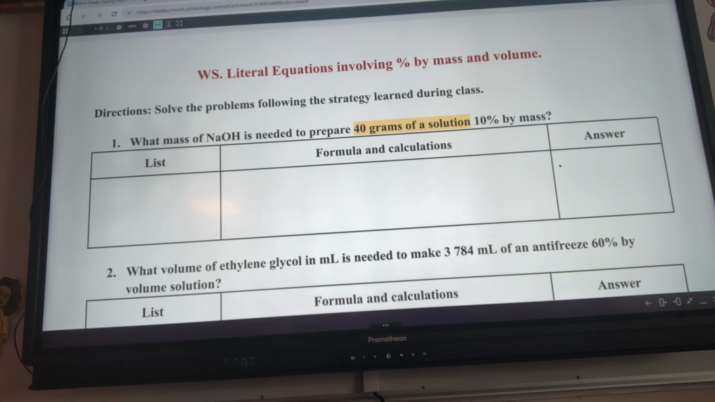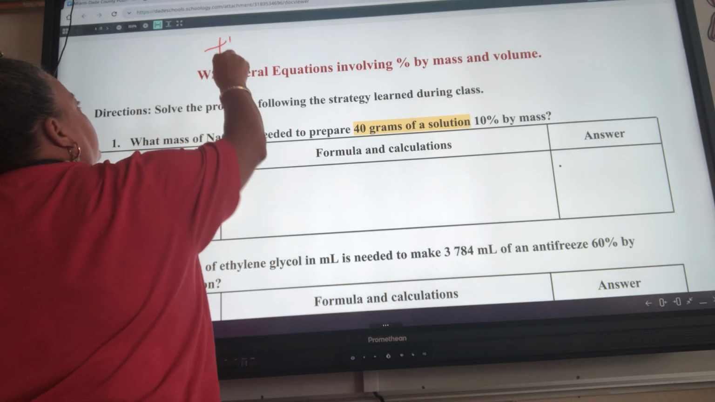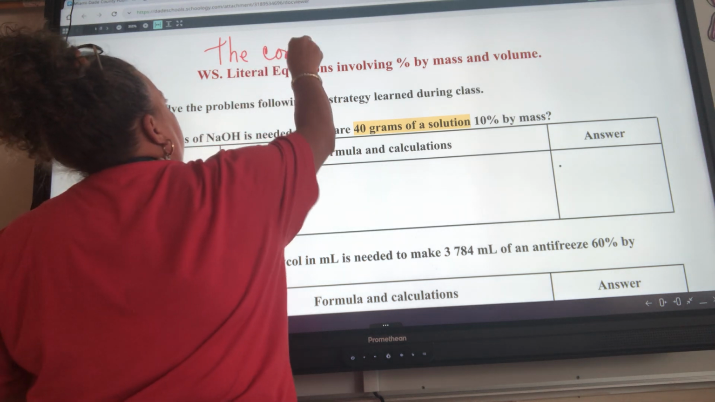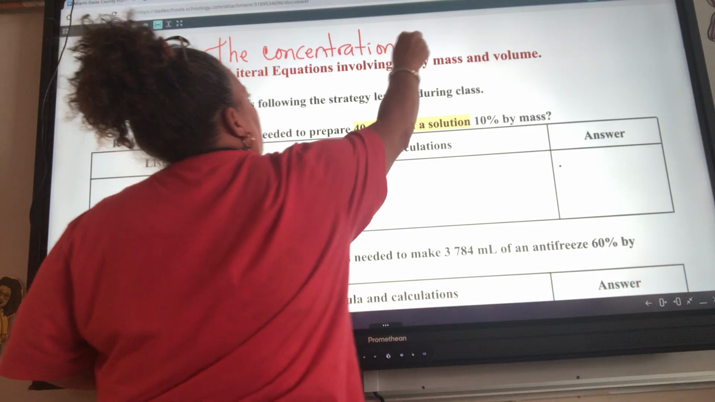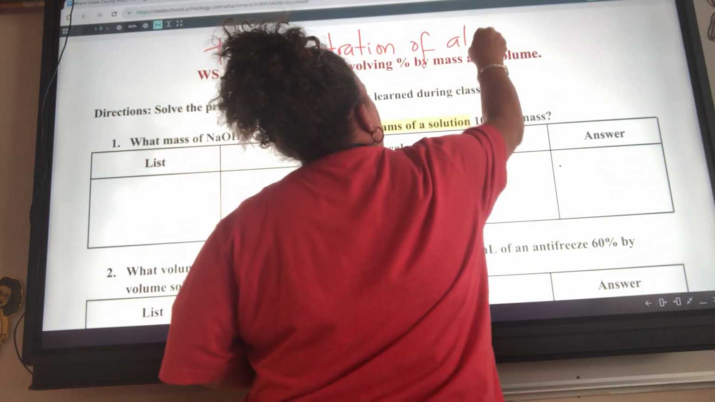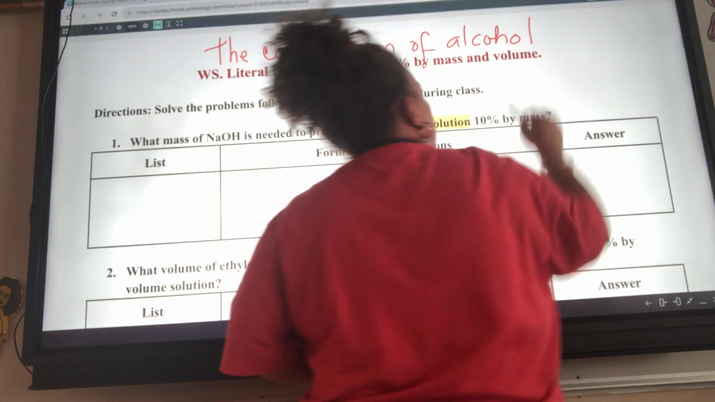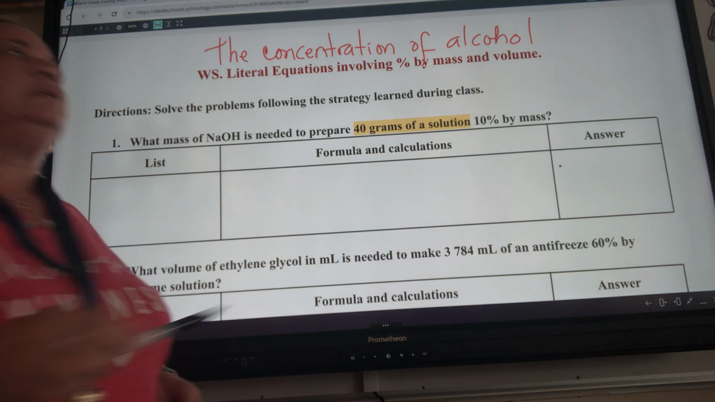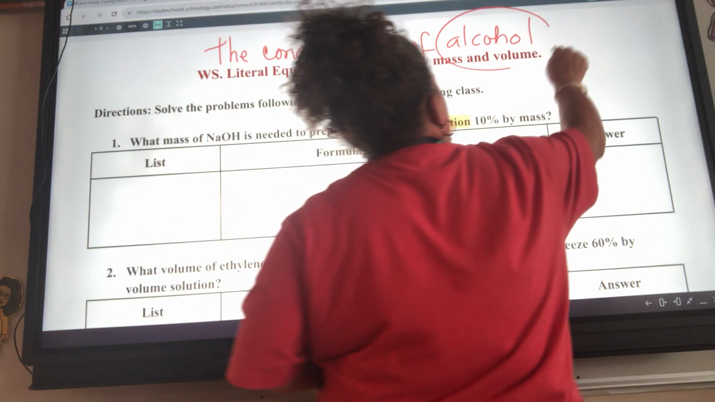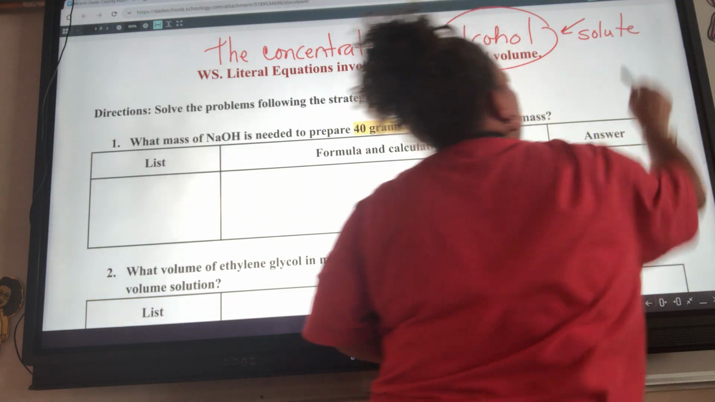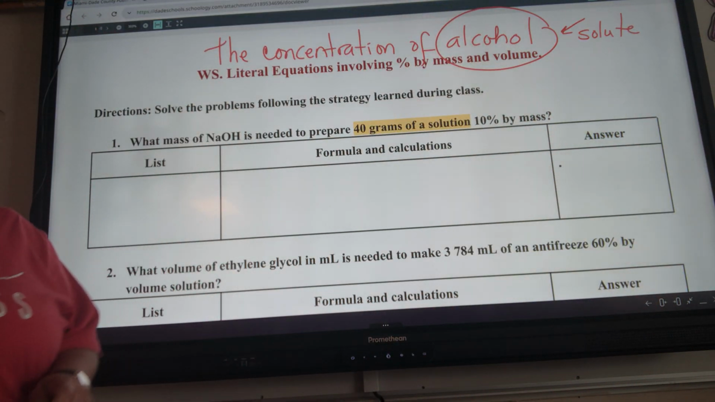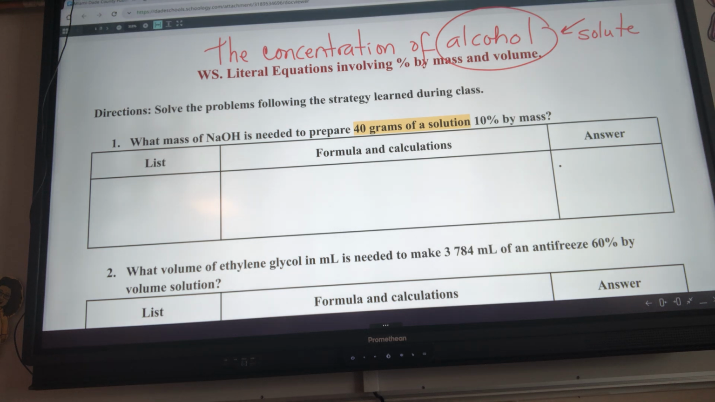Okay? So every time that you see this, the concentration of alcohol. See? When you have a sentence like that, the word that you have here at the end is always going to be the solute. It doesn't matter if you don't have information about the solvent.